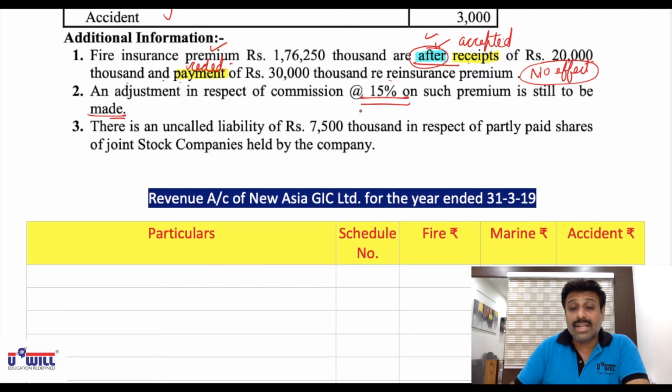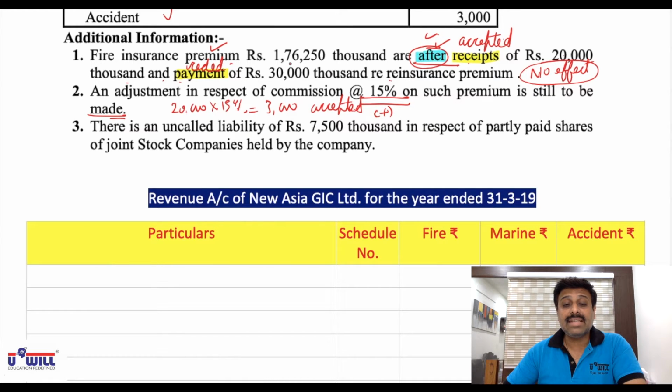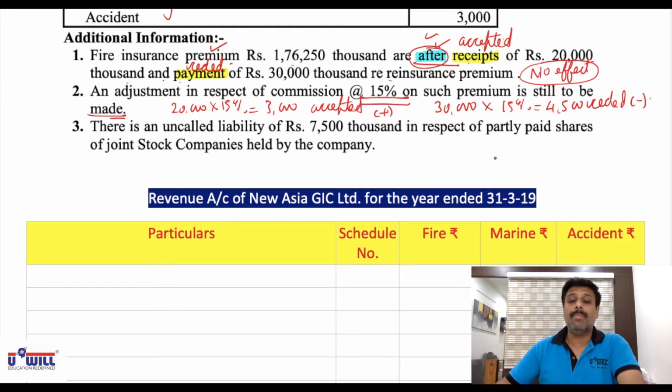Premium accepted is 20,000. So 20,000's 15%, that is 3,000, is commission on reinsurance accepted. Accepted means we will plus. And same with this 30,000, which is reinsurance premium ceded. So reinsurance premium ceded 30,000's 15% commission is 4,500. That is commission on reinsurance ceded. So that we will minus.